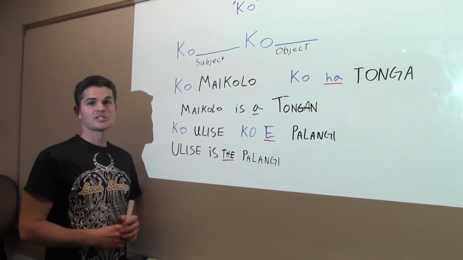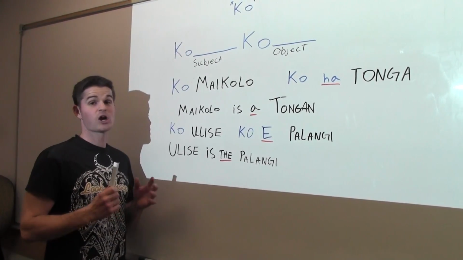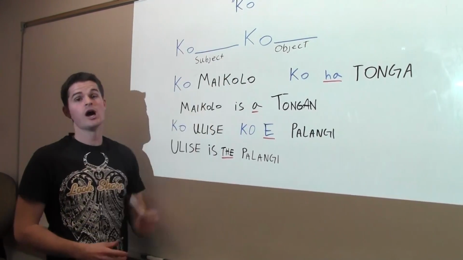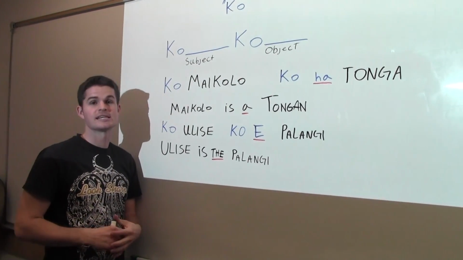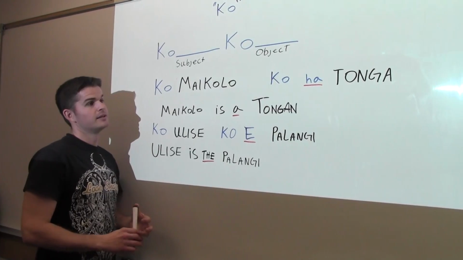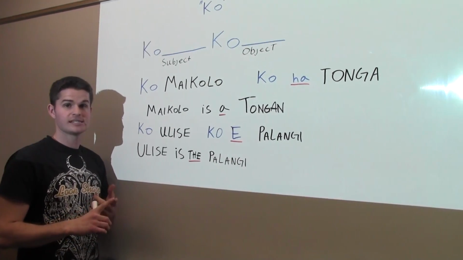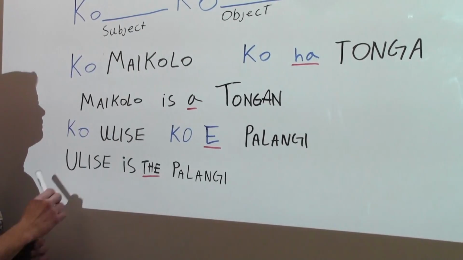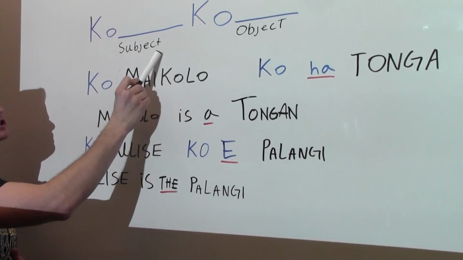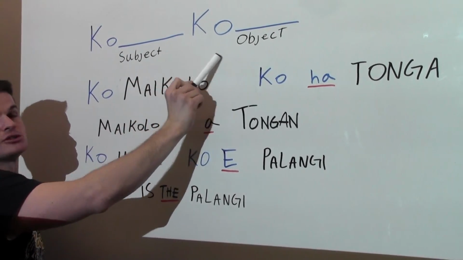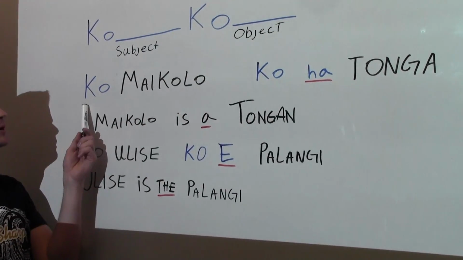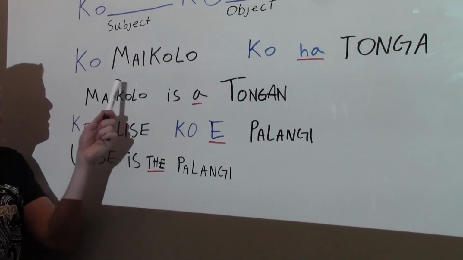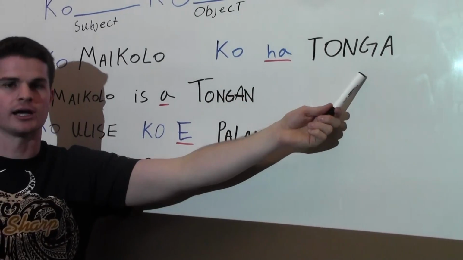The next sentence structure that we're going to learn tonight is ko. Ko sentences are similar to be sentences in English, such as is, are, and am. There are usually two ko's. The first ko introduces the subject. The second ko introduces the object. Here are some examples. Ko Maikolo ko ha Tonga.